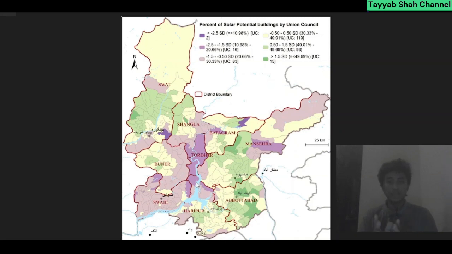So if we have clear patterns, clear shades of clusters, then we could also tell the government or policymakers that they can target these areas where most of the union councils are in clusters having a higher percentage of suitable buildings.